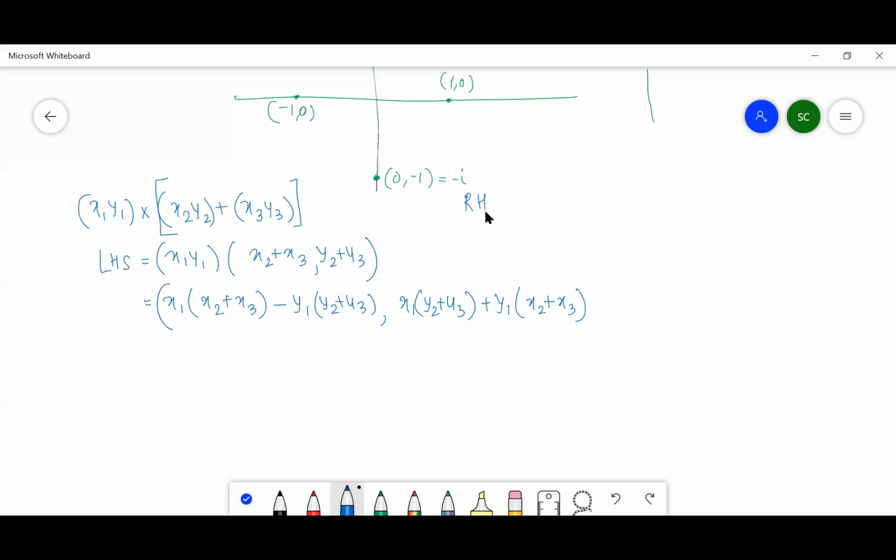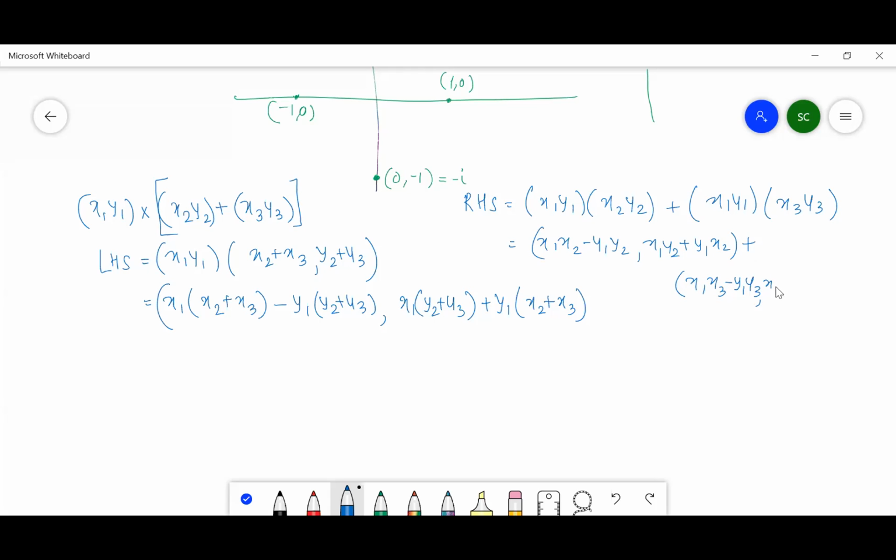And RHS is going to be x1, y1 into x2, y2 plus x1, y1 into x3, y3. Now let us cross check. What is this multiplication? x1, x2 minus y1, y2, comma, x1, y2 plus y1, x2, plus x1, x3 minus y1, y3, comma, x1, y3 plus y1, x3.